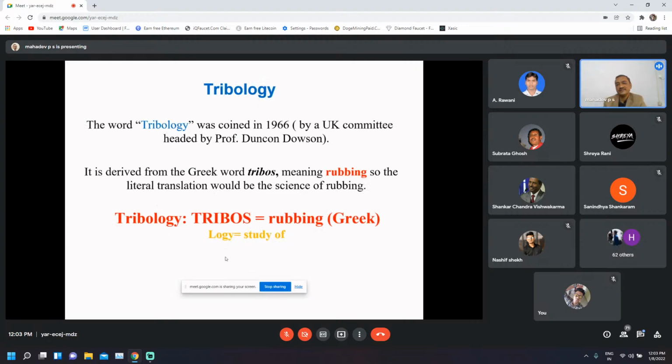So tribology, I think the definition of this has already been covered. Tribo means rubbing, ology is study of. So the study or science of rubbing is called tribology. Tribology is not a new field. It is as old as human civilization. It existed early in the history of Greece.